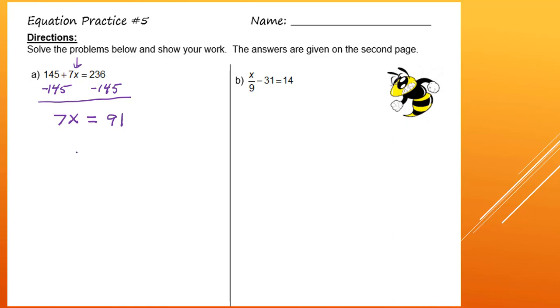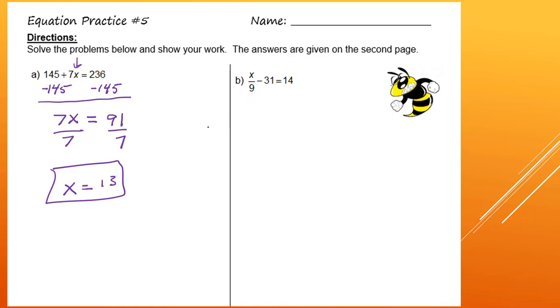So how do we undo multiplying by 7? Well, we divide by 7. So whatever we do to one side, we have to do to the other side. So 7 divided by 7 is just 1. That leaves us 1x, or just x. And then if you grab a calculator, 91 divided by 7 is 13. That's the solution to the first one. X equals 13.